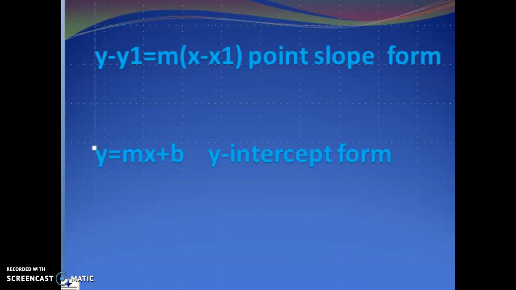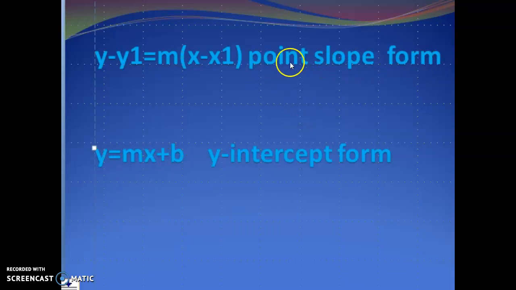Today, we are going to learn how to write an equation of a line using point-slope form and y-intercept form. Point-slope form equation of a line is written as y minus y sub 1 equals m times the quantity of x minus x sub 1. And y-intercept form is written as y equals mx plus b.